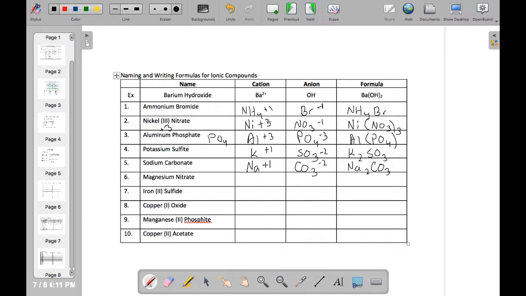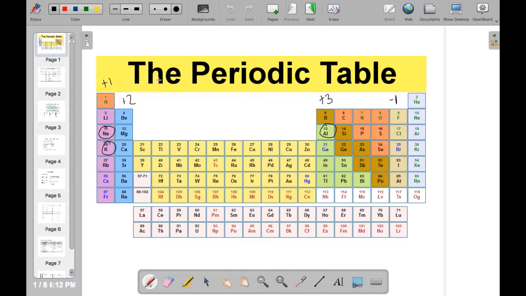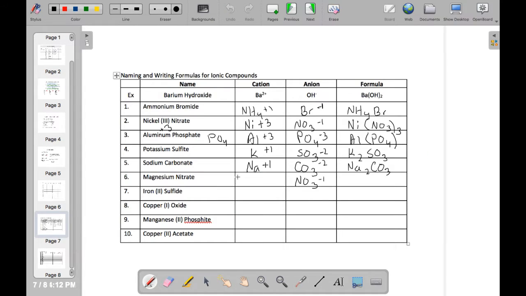Na2CO3. Magnesium nitrate. Well, we did nitrate up here already. So we have NO3 -1. And magnesium. Let's go check out our periodic table. Here we have magnesium +2. Alkaline earth metal. So Mg +2. Well, I have to double this.